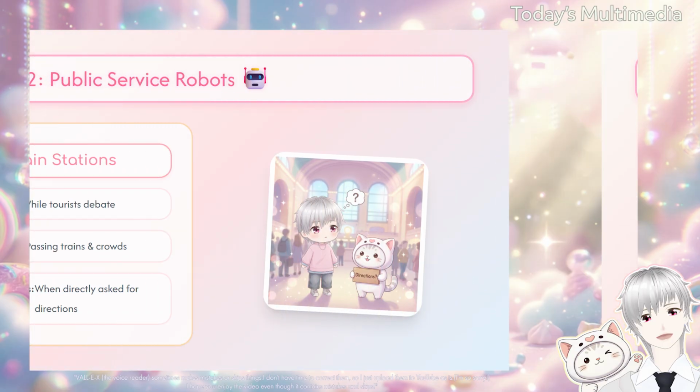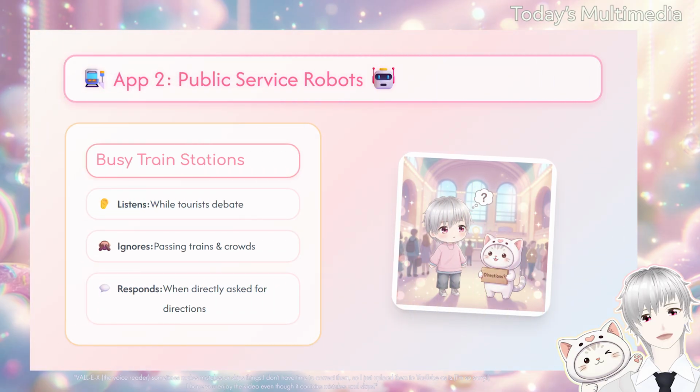Second, this could completely revolutionize public service robots or information kiosks. I picture a busy train station where a service robot is standing by to help tourists. Usually train stations are incredibly noisy, with announcements, trains braking, and crowds chatting. If a group of tourists walks up to the robot and starts debating among themselves about which train to catch, a normal system might get confused and interrupt them, but a robot powered by this framework would use its listen action while the tourists figure out their question, ignore the passing trains, and only use the respond action when one of the tourists directly asks the robot for directions. This would make interacting with robots in public spaces feel completely natural, just like talking to a real human staff member.